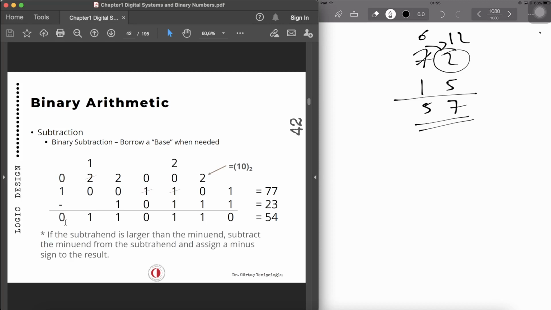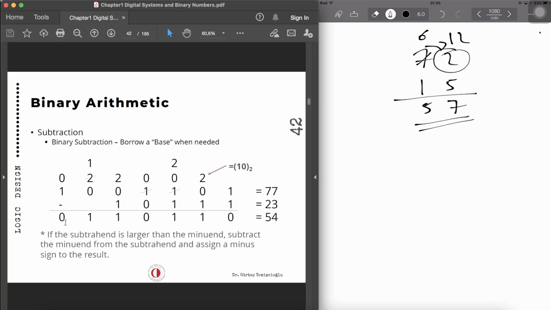Now, you can have the subtrahend larger than the minuend, so subtract the minuend from the subtrahend and assign a minus sign to the result. That's also possible. So if you have any problems understanding these while we are having the live face-to-face lectures, then you can ask me and I can go through that again.